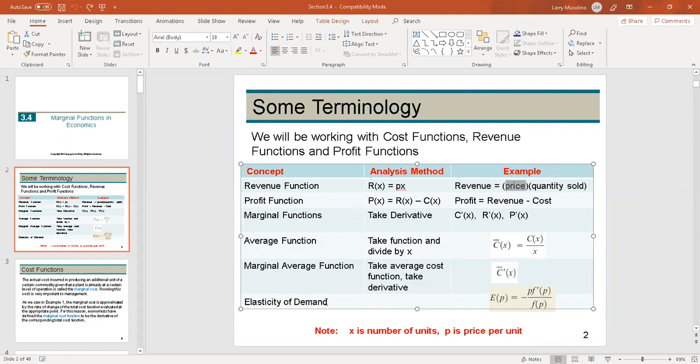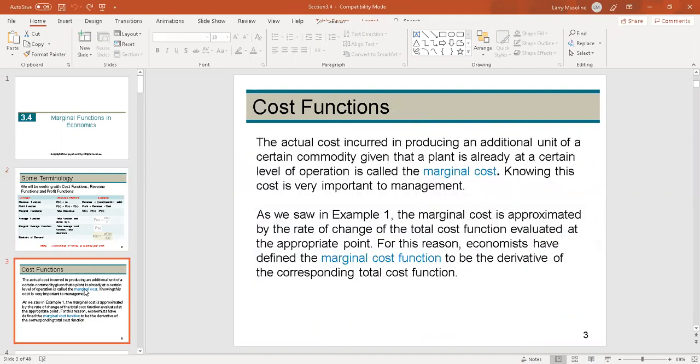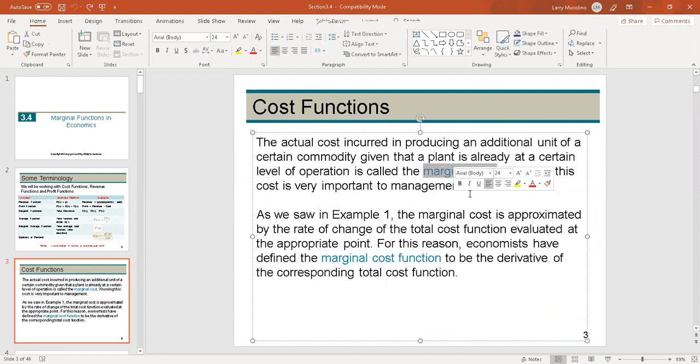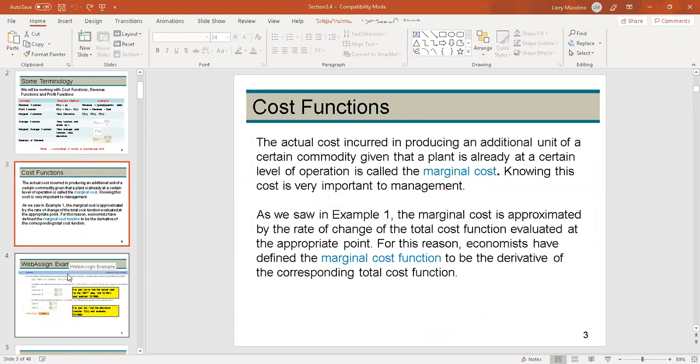Also, we'll be talking about something called elasticity of demand. That's going to be this E of P function. Notice it's going to involve a derivative, and we'll talk more about that in a little bit. All right, so what is marginal cost? Marginal cost is the actual cost for producing an additional unit of a certain item. So we're going to be able to calculate this marginal cost as a derivative function.